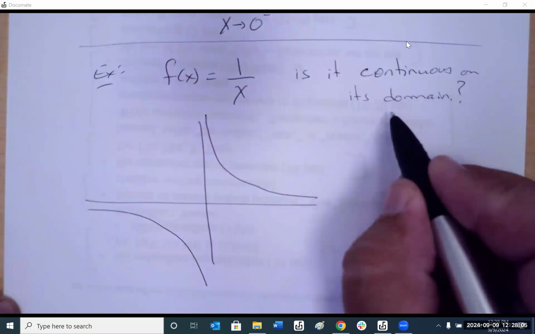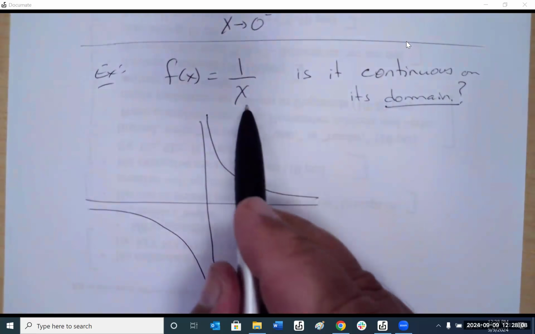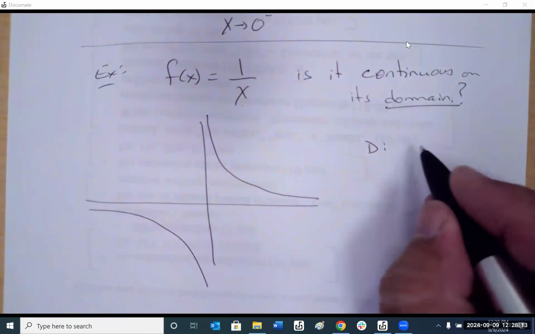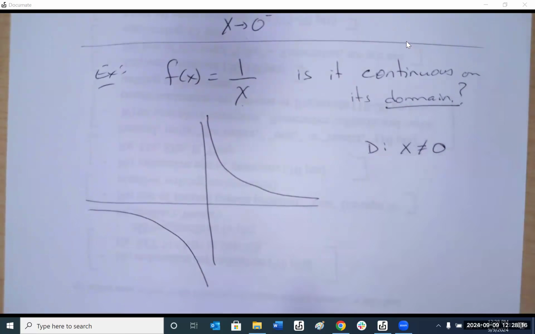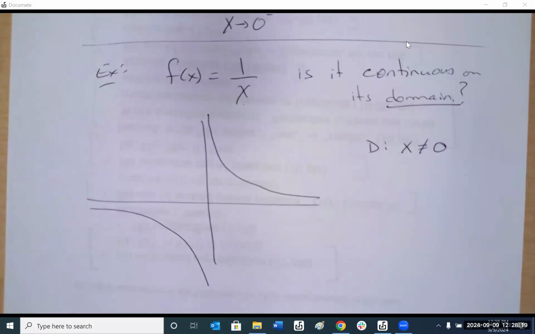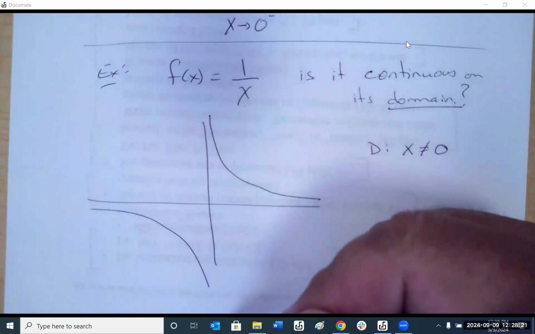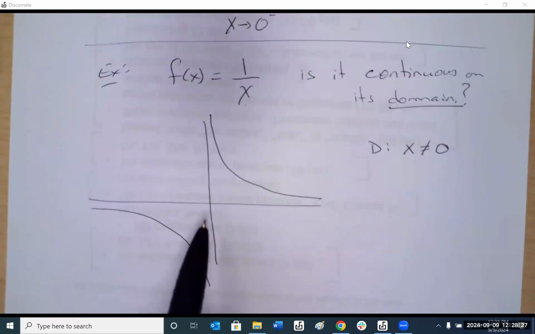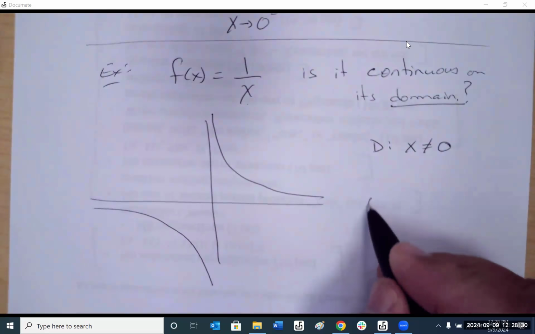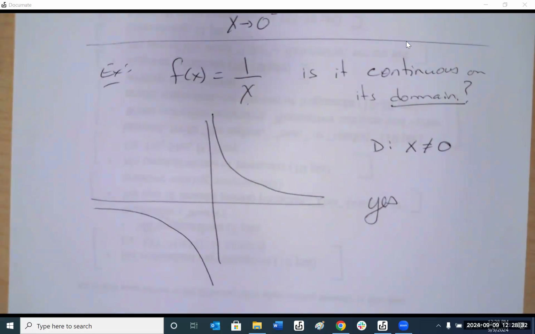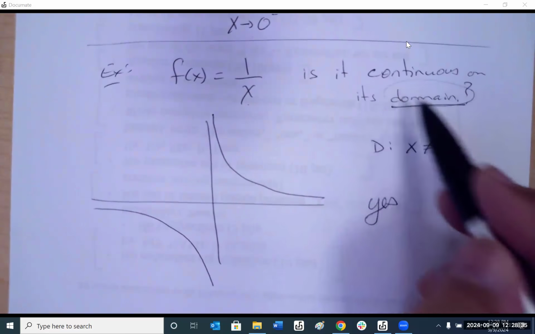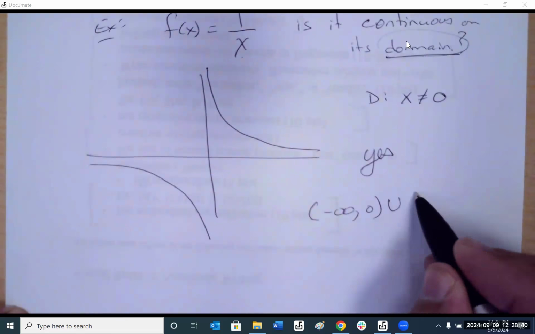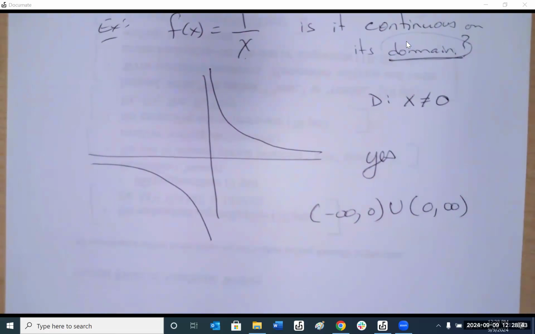The optimal word is domain. What is the domain of this function? Any number except 0. Since I can't use 0, I can't think about it. So, is it continuous on everything bigger than 0? Is it continuous on anything less than 0? So, yes. The answer is yes, because it's continuous on its domain. Its domain is from negative infinity to zero, and then from zero to positive infinity.